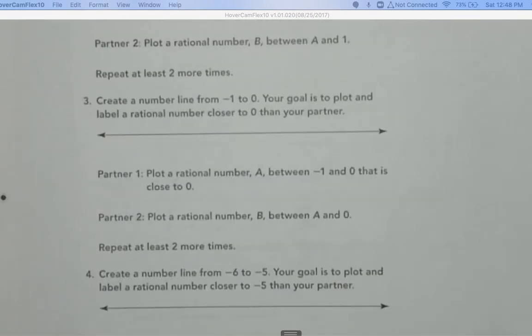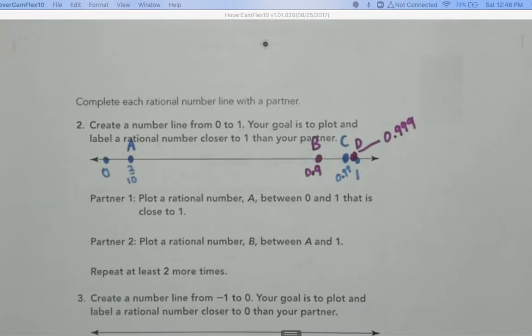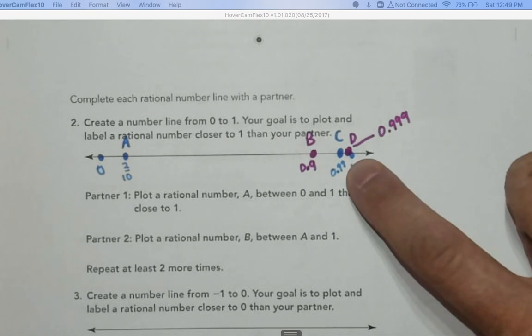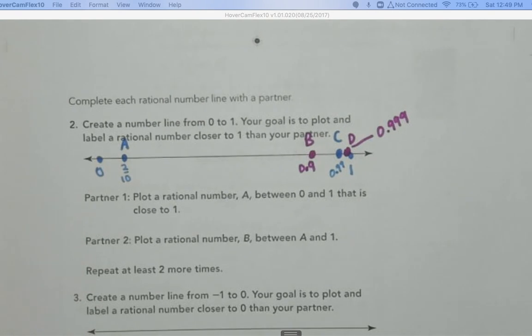All right. And so they could actually chat with their friends and play this game with their friends. This is a weird game to play with your friends, but yes, you could be like, all right, now get a number that's even closer to 1 because there's an infinite amount of numbers that are in between.